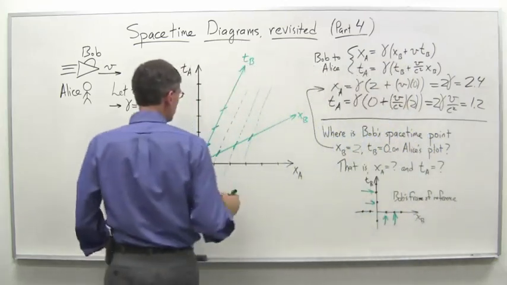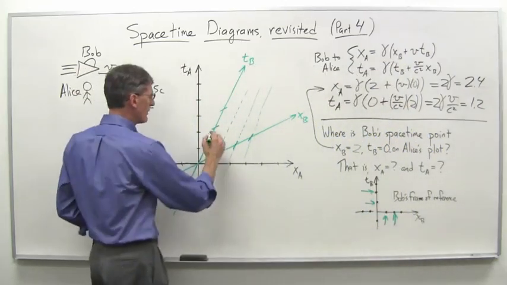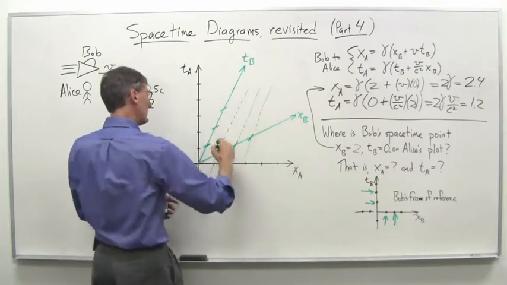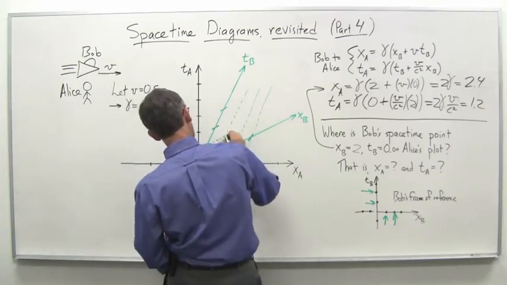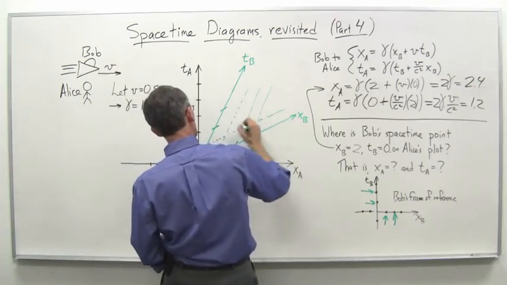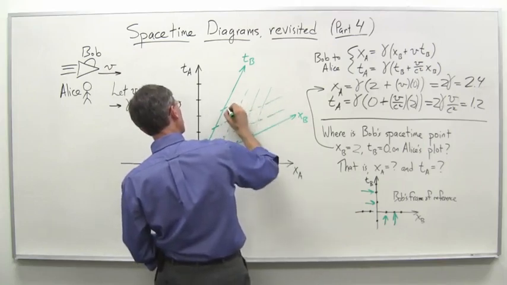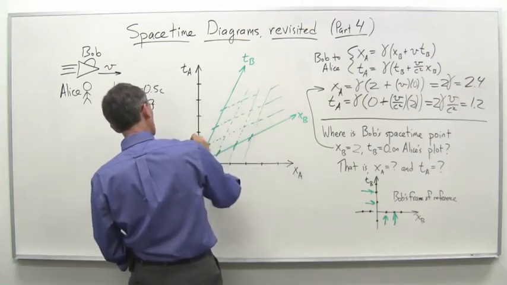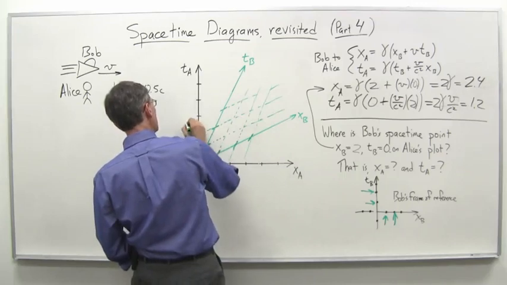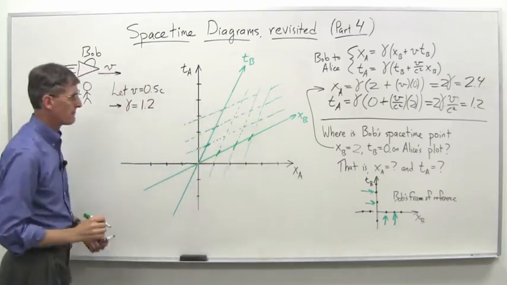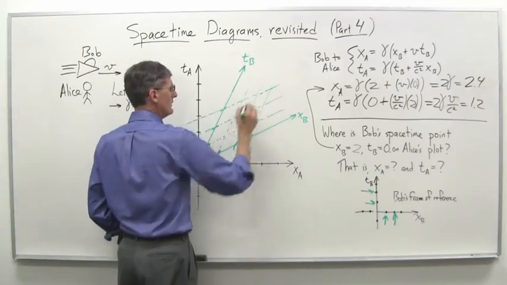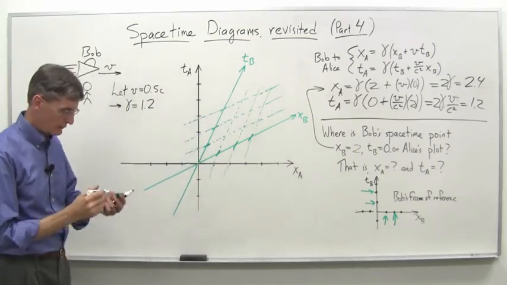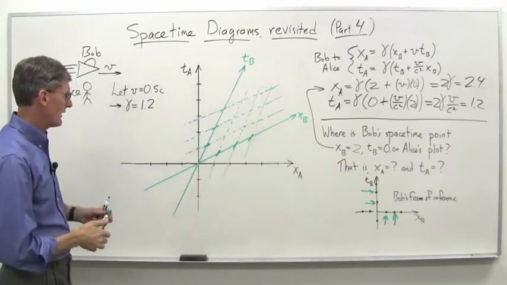And then the lines of simultaneity for Bob on this plot are parallel to the x sub b axis. So it sort of looks like this. Try to get it in here. And of course, it goes the other direction too. Okay, hopefully you get the idea there. This is really something you need graph paper for to get it looking right.